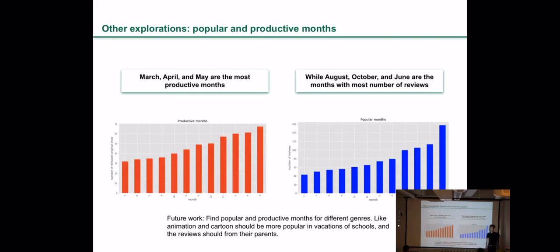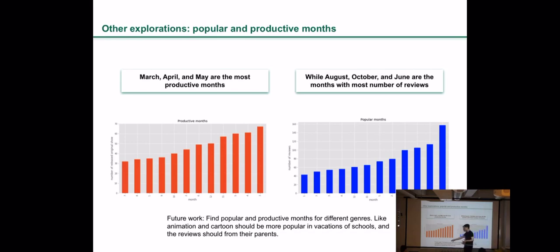Here are the popular and productive months. I found that March, April, and May are the most productive months according to the number of released original shows across all the years. While August, October, and June are the months with the most reviews. I think in August or June, because it's school vacation, there might be more students leaving remarks on IMDb.